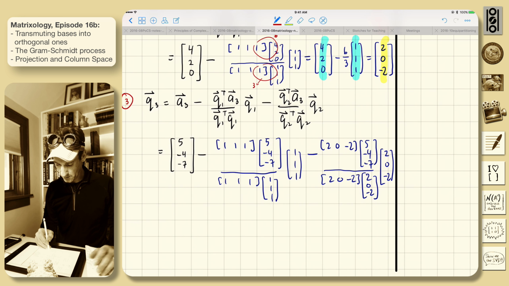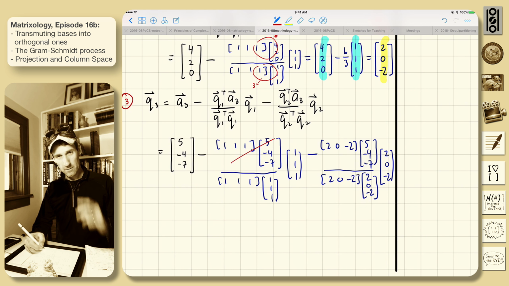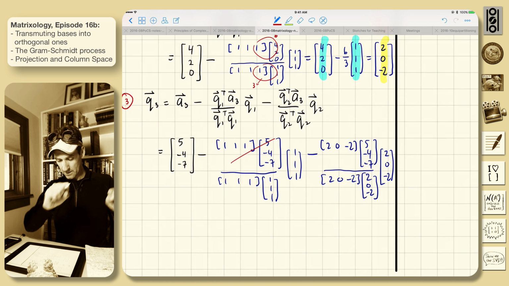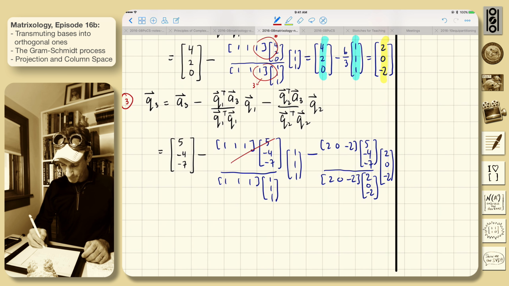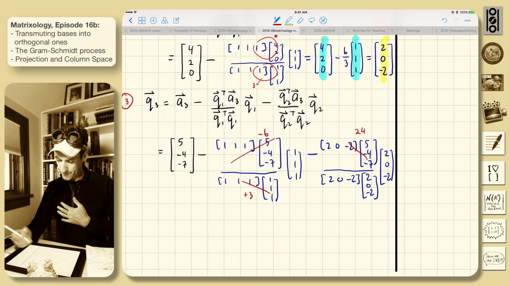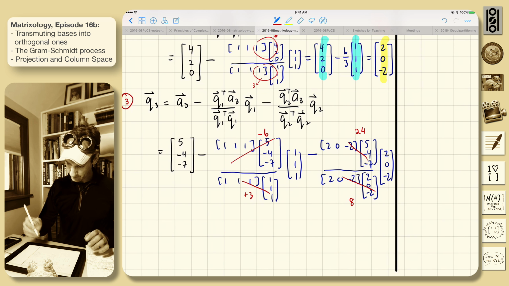So what have we got? On top, 1, 1, 1. If you multiply two vectors together, or a matrix, with all ones here, it's basically saying just sum it all up. So 5 minus 4 minus 7, we get a minus 6 there. And then there's a plus 3 here. And over here we've got 2, 0, minus 2, so it's 10 plus 14, so there's a 24. And for this thing here, we've got 4 plus 0 plus 4, so there's an 8. Good. So I think I can write out the next step.